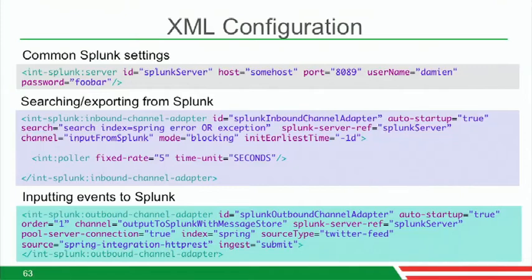When we're exporting data from Splunk using this inbound adapter, again, it's just a very simple XML grammar. The main thing you're going to be interested in is specifying the Splunk search command over here. Again, this is just a very simple example. In this case, we're just looking for all errors and exceptions. And we can specify the time bounds that we're interested in pulling this data out of Splunk for.